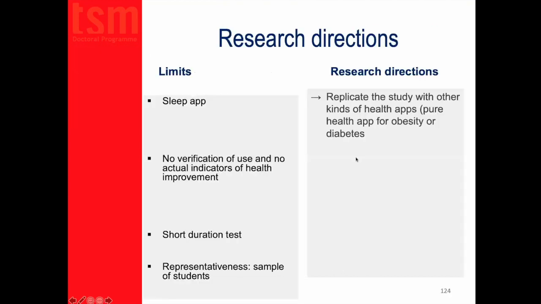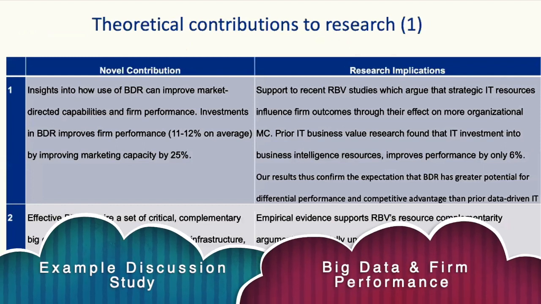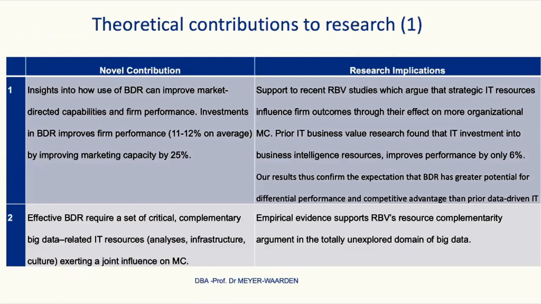And finally, to finish, our contribution here is that we give the literature insights into how use of big data results can improve market-directed capabilities and firm performance. And so we can see that it improves firm performance by almost 12% and marketing performance by 25%. We see also that effective big data resources require a set of critical complementary big data related IT resources, and our research implication is that actually the resource-based view fits well to test this kind of problem.